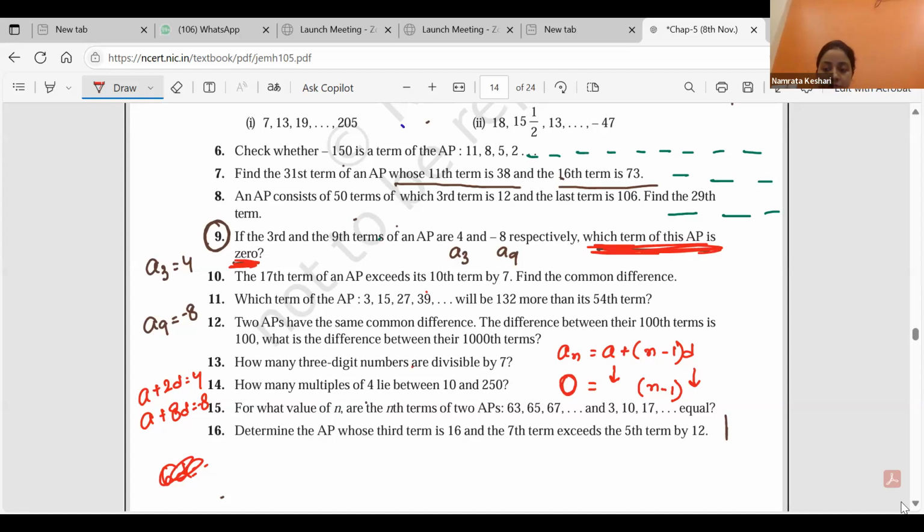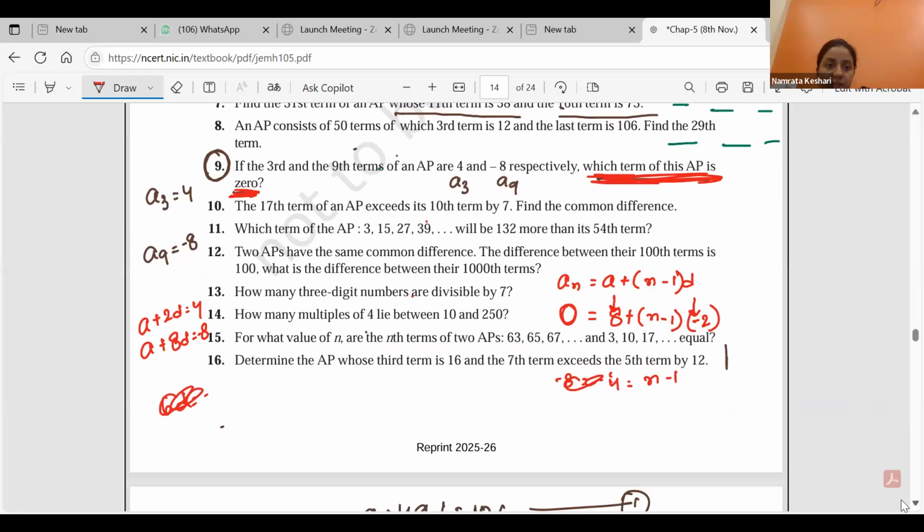Ma'am, n is 5. Yeah, n is 5. Okay. Now please read question number 10 and explain to me.